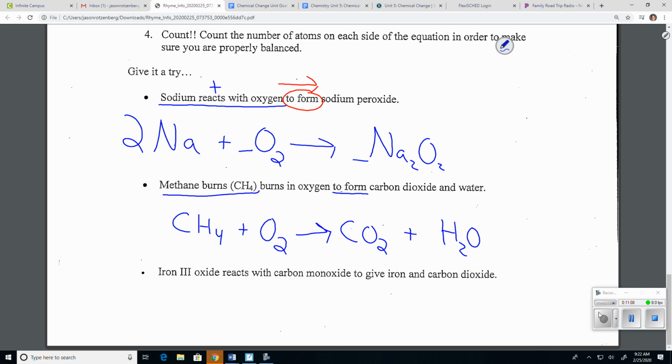Caden, what can we do? What's one thing we can do to help balance this? Add a 2 to the H2O. Yeah, you notice there's 4 hydrogens on the methane. I need 2 more here. That will throw off our oxygens, however, Kale. So what can we do to balance our oxygens? 2 in front of the O2 here. Yeah, now it's balanced.